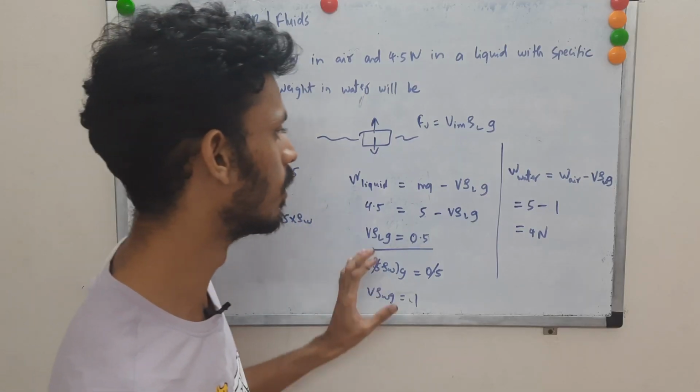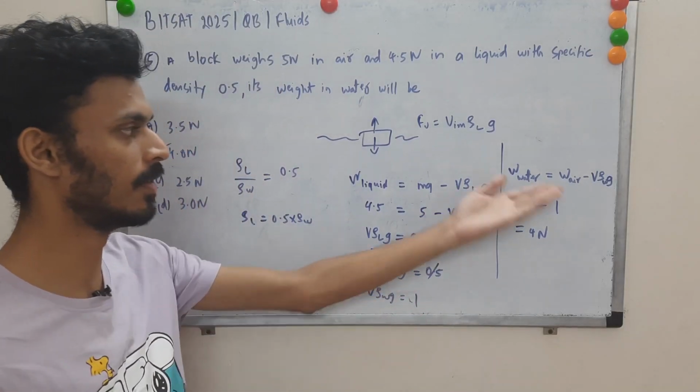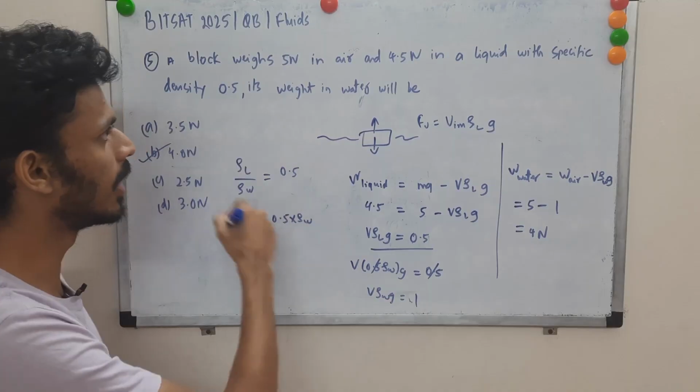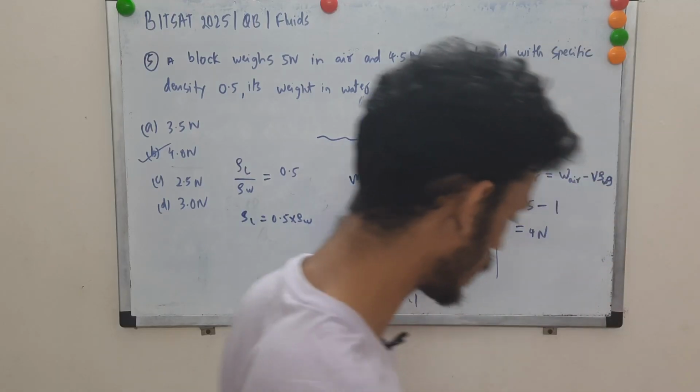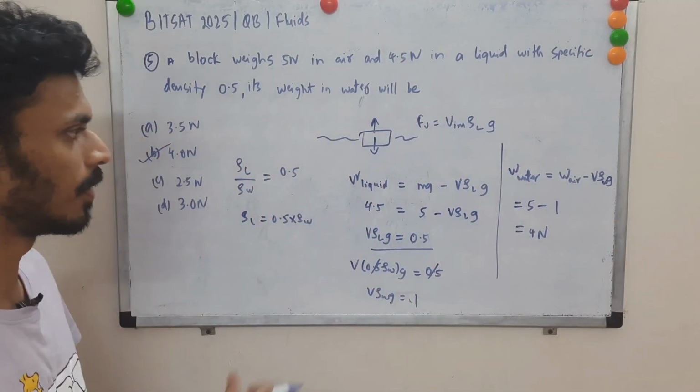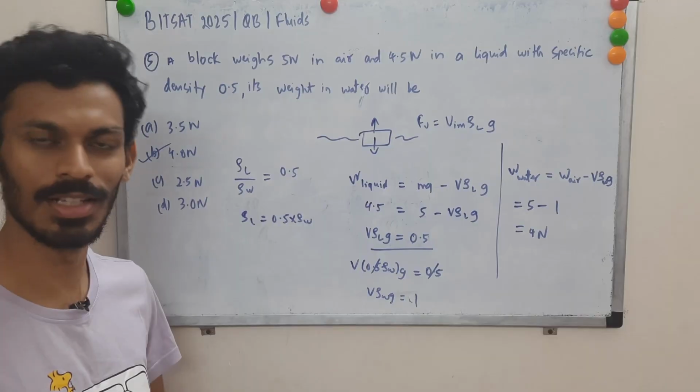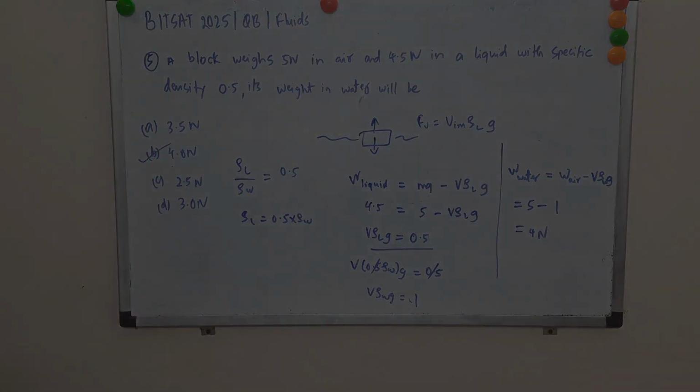You just had to find the weight in liquid and then the weight in water. You had to use the idea of the specific density. Let me check the answer. Okay, yeah, it's 4 newtons. So that was the simple concept behind this question. Over to the next one.